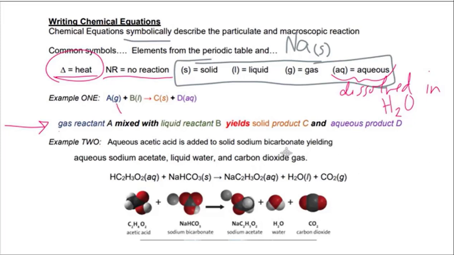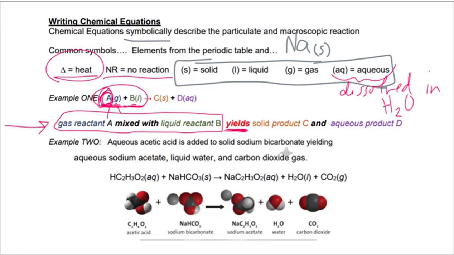I have a gas reactant A. So whatever substance A is, it is a gas. And it is mixed with another reactant, B. So I have two reactants, A and B. A is a gas and B is a liquid. So gas reactant A mixed with liquid reactant B. That's my left side of my arrow. And it yields, or it creates, or it produces, product C, that's a solid, and aqueous D. So I have C and D that are produced. C is a solid, D is aqueous.